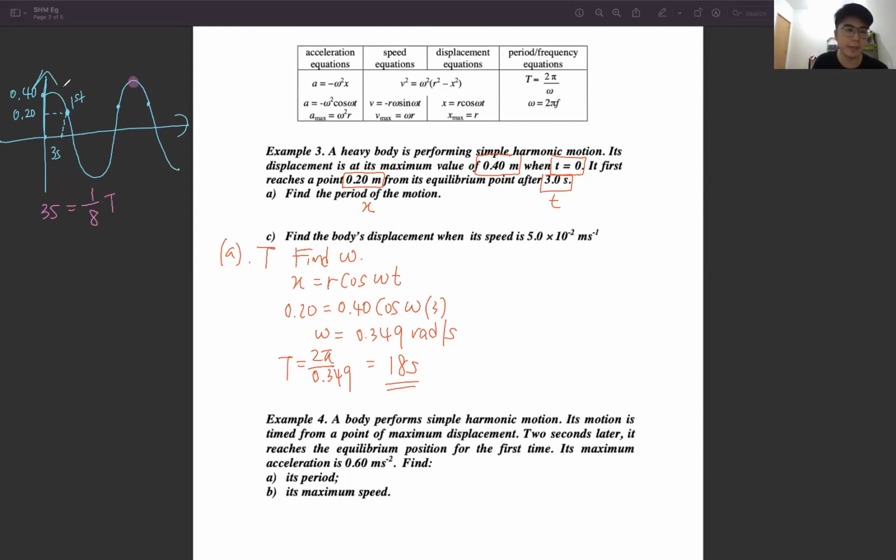You can also do it like that. 3 seconds is 1/8 of the period, so the period would be 3 times 8. Sorry, 1/6 should be, not 1/8. Let me change this one. Three times 6 would be 18 seconds.